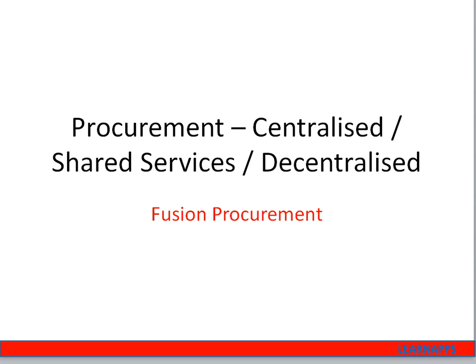Now we are going to see how Fusion procurement works. We have a few functionalities in Fusion where we can have a centralized shared services or decentralized model. It is not available in R12 or older versions of Oracle, like 11.9. So let us see one by one how these options work in Fusion. Probably you would have heard about requisition business unit versus procurement business unit. So we are going to see one by one what it is and how it works.